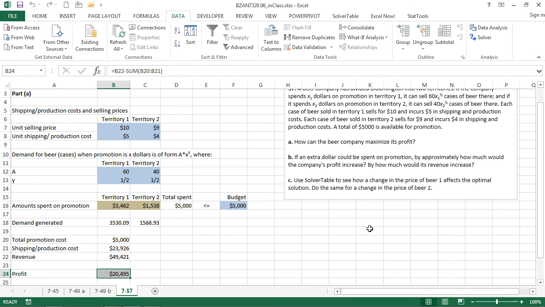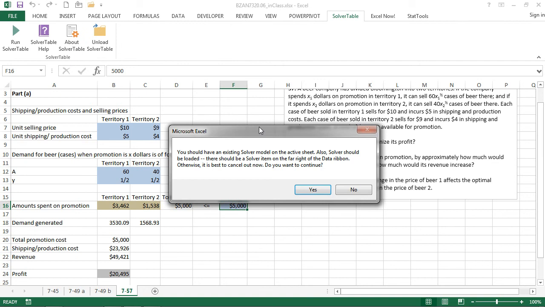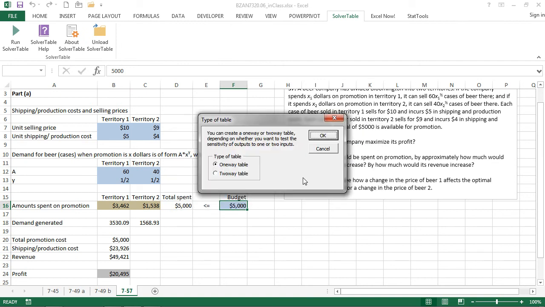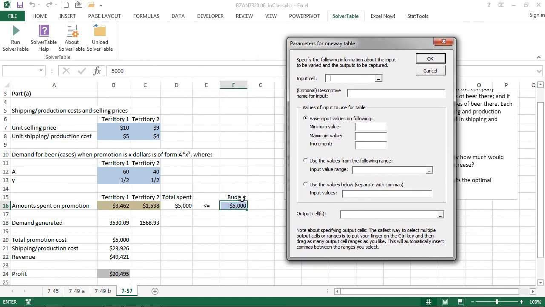I would use solver table, yes. You could theoretically just plug a number into the equations, but why bother if you've got solver table, right? So let's go into solver table. And I'll just do a one-way table because that's all I need to do. And so my input cell is budget. I'm going to call it budget.